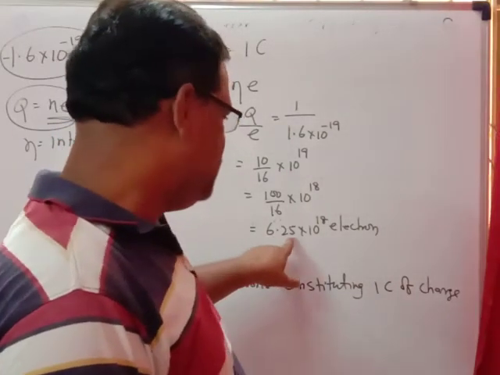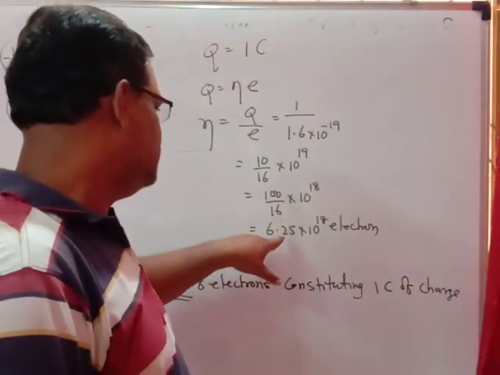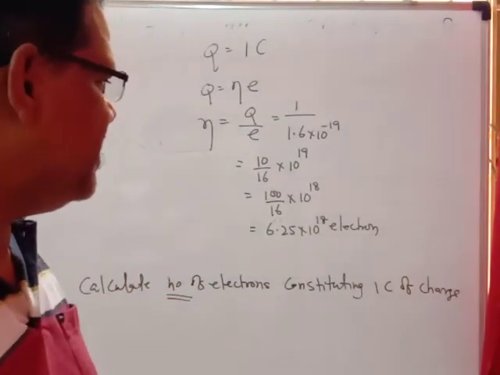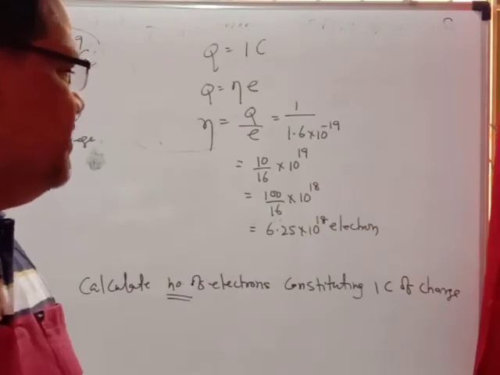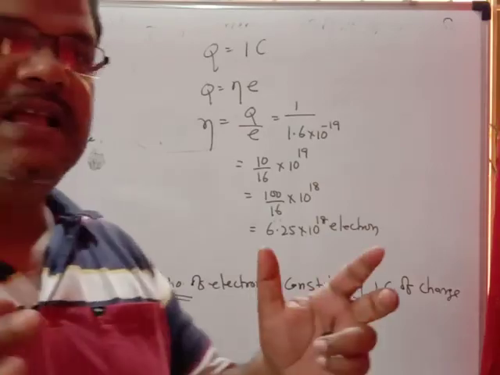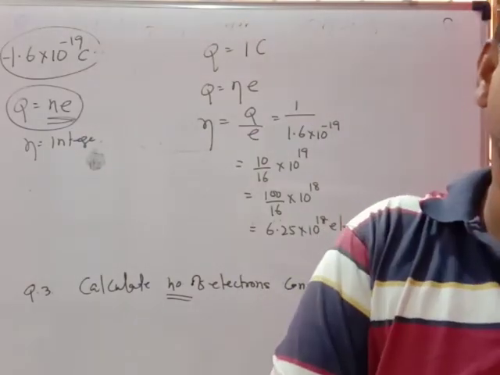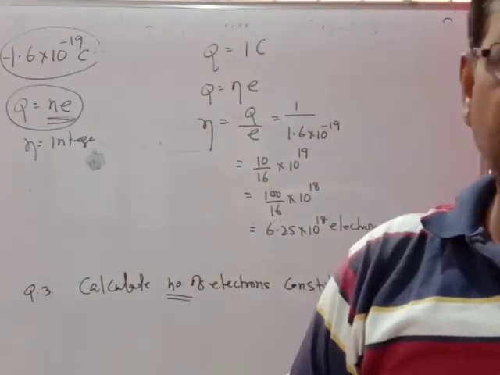So 1 coulomb of charge means the number of electrons is 6.25 into 10 to the power 18 electrons. So 1 coulomb consists of 6.25 into 10 to the power 18 electrons. When 6.25 into 10 to the power 18 electrons accumulate, it will give you 1 coulomb of charge.